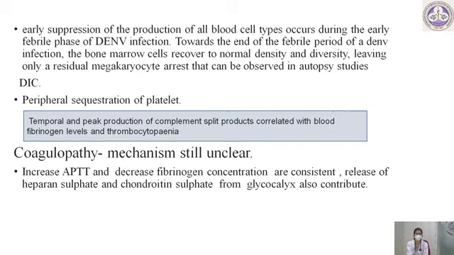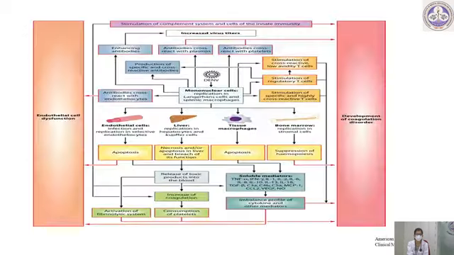The mechanism of coagulopathy in dengue is still unclear, but consistently there is an increase in APTT and a decrease in fibrinogen concentration. The release of heparan sulfate and chondroitin sulfate from the glycocalyx also contributes to coagulopathy. This diagram basically depicts all the pathogenic mechanisms.